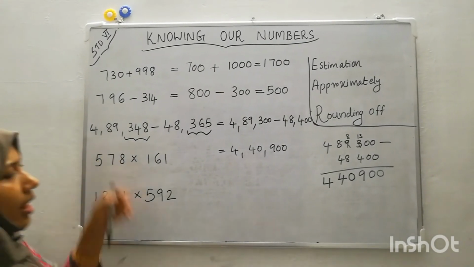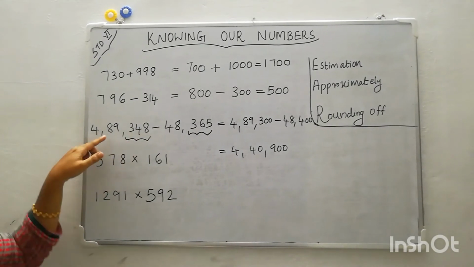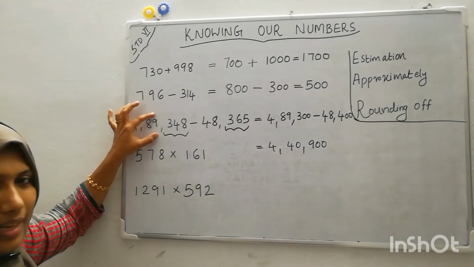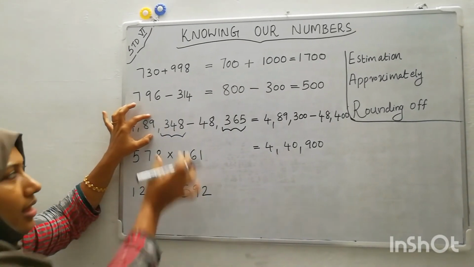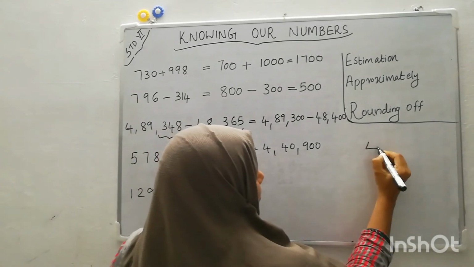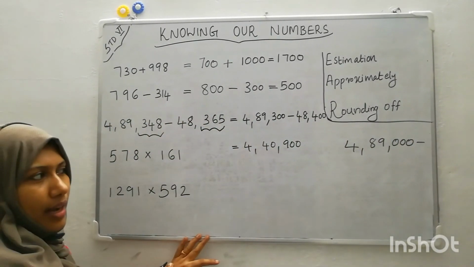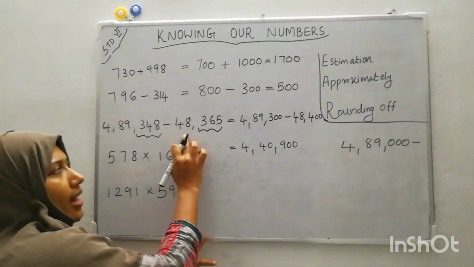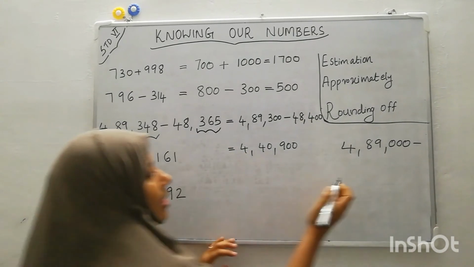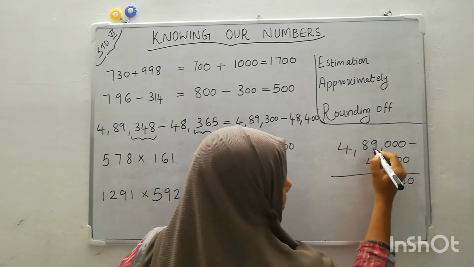We can use another way. Here we rounded off the numbers to the nearest hundreds. If we consider the nearest 1000, we can round off 489,348 to 489,000, since 348 is more close to 0 thousand. So we can take it as 489,000 minus, and here 48,365 can be taken as 48,000, since 365 is more close to 0 than 1000. Then, when we subtract these numbers, we get 441,000.